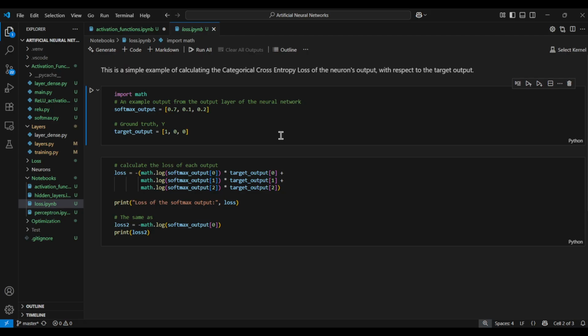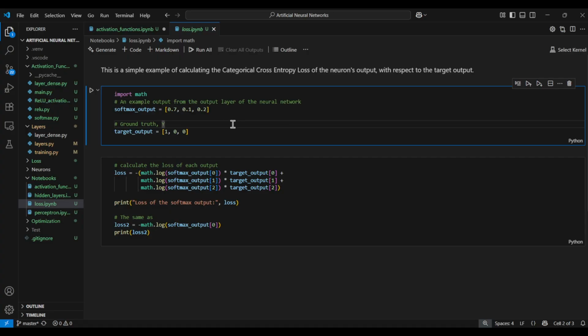Okay, now let's talk about loss. Again, this is just to show you how we calculate loss in Python, specifically used for neural networks, and sometimes used in other machine learning techniques. In calculating the loss, you need to consider two major components: your predicted output, the output given by your neural network, in this case by your activation function, and the ground truth, the target, the y.